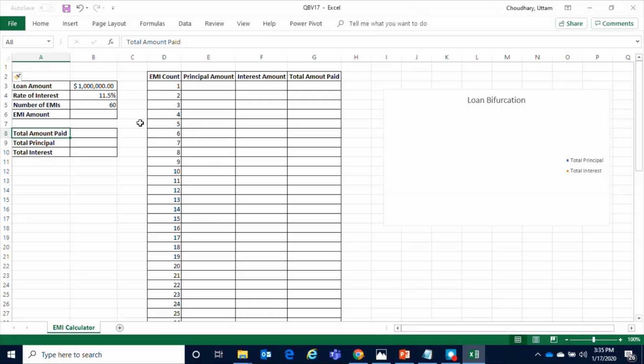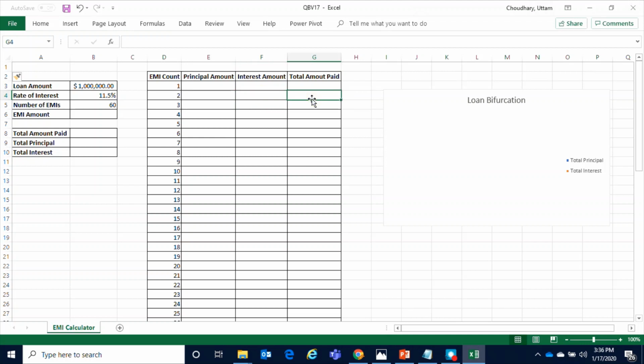Now before we continue with this formula, let's understand the sheet a little bit. This particular table tells the basics about the loan, and here we would populate how much total loan amount has been paid with the bifurcation of principal and the interest. And here we would look by every EMI count, how much is the percentage of principal going and the interest going, and what's the total amount paid really.